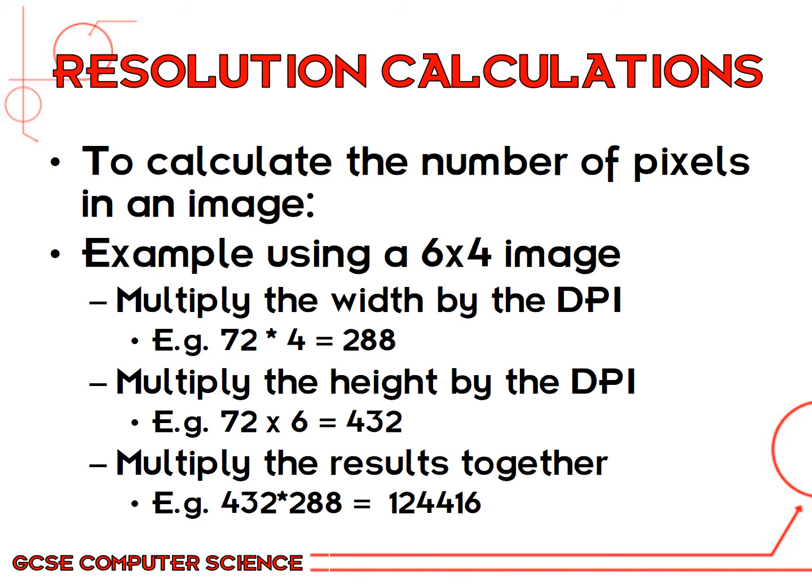You might have noticed measurements used for an image before, or when you set up a new document on Photoshop, where you can set the width and the height in pixels. Well, this is shown here. 72 multiplied by 4 is 288, so the width of the image is 288 pixels. The height is 72 by 6, so 432 pixels. When you multiply them together, you can see the full amount of pixels for that image.